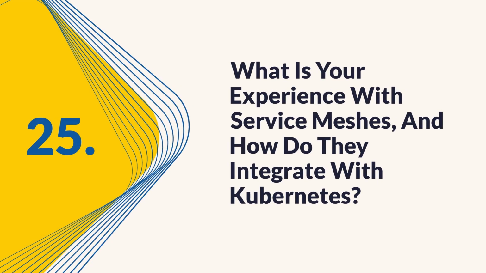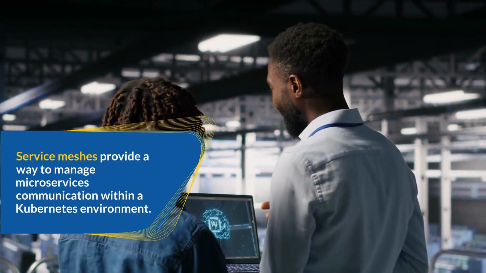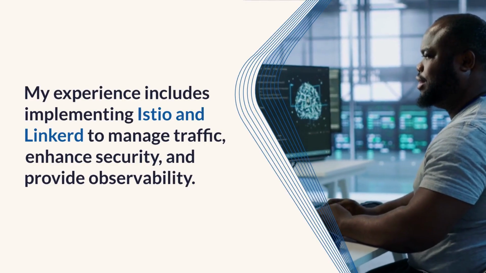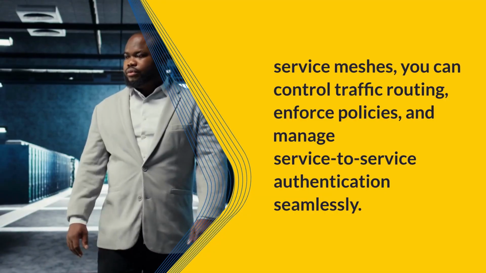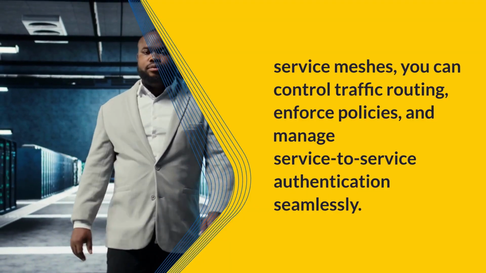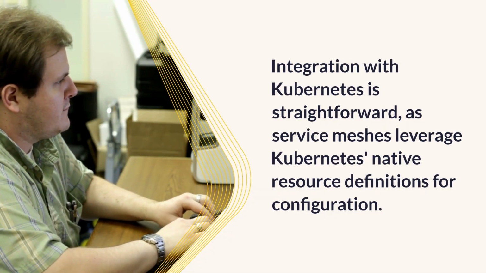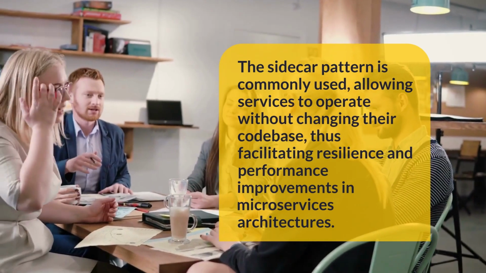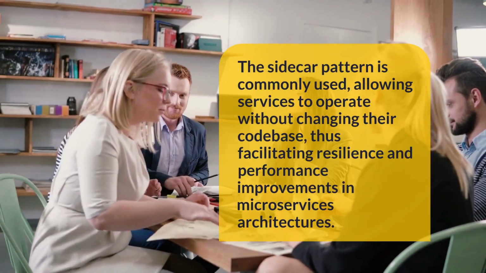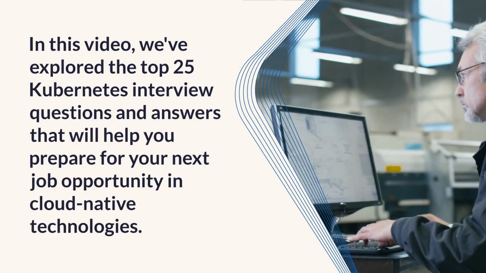25. What is your experience with service meshes, and how do they integrate with Kubernetes? Service meshes provide a way to manage microservices communication within a Kubernetes environment. My experience includes implementing Istio and Linkerd to manage traffic, enhance security, and provide observability. With service meshes, you can control traffic routing, enforce policies, and manage service-to-service authentication seamlessly. Integration with Kubernetes is straightforward, as service meshes leverage Kubernetes' native resource definitions for configuration. The sidecar pattern is commonly used, allowing services to operate without changing their codebase, thus facilitating resilience and performance improvements in microservices architectures.